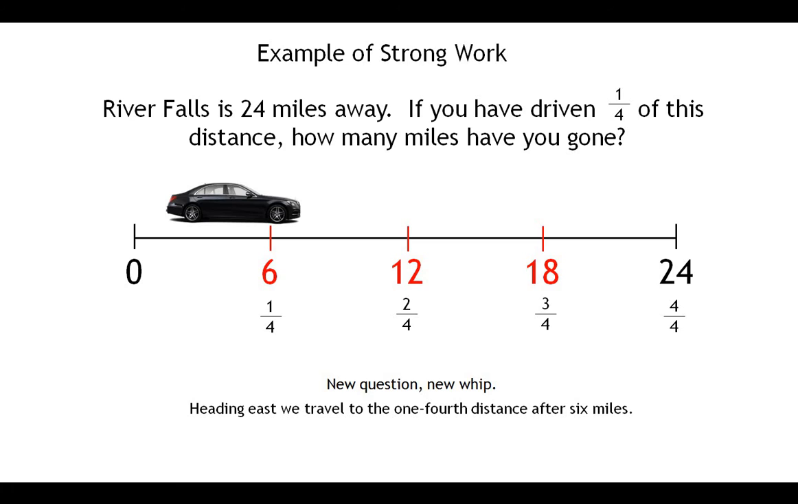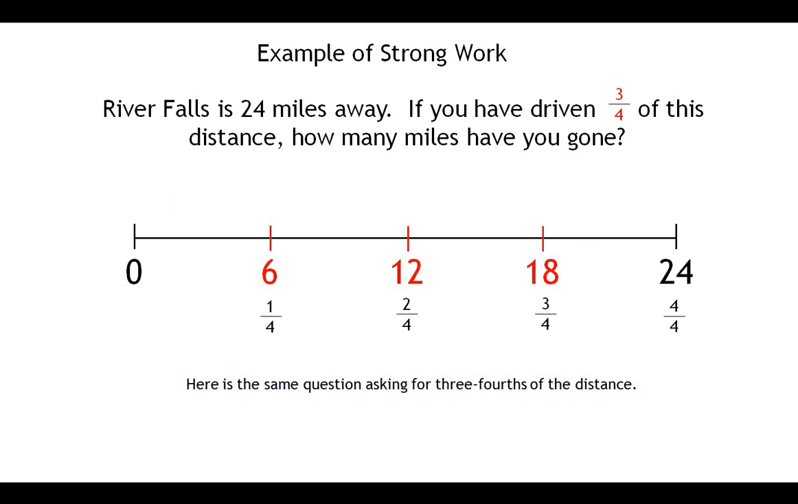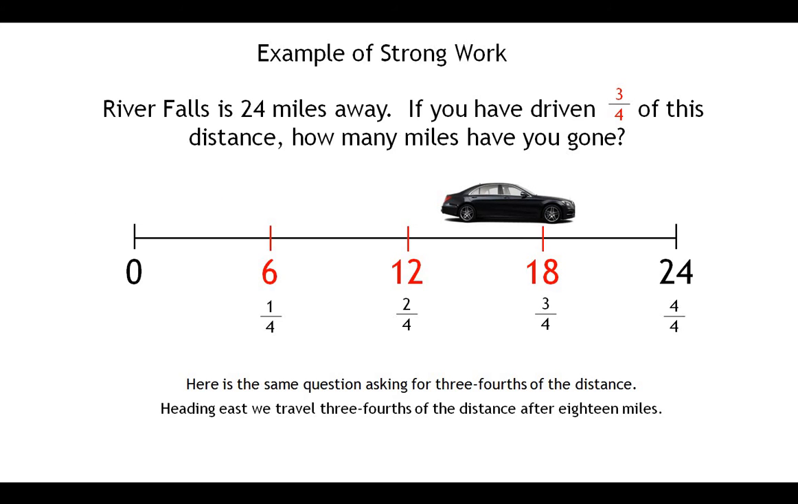Heading east, we travel to the 1/4 distance after 6 miles. Here is the equation to prove our work. Here is the same question asking for 3/4 of the distance. Heading east, we travel 3/4 of the distance after 18 miles. Here is the equation to show our work.